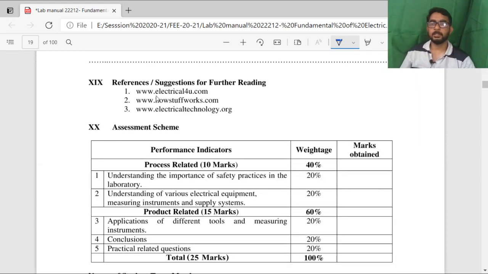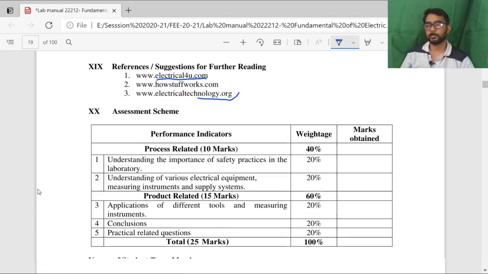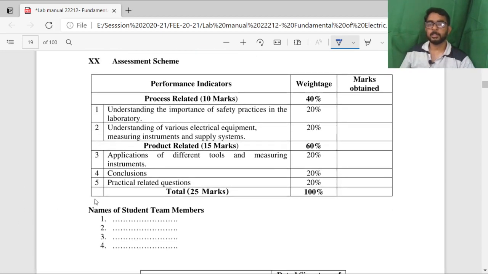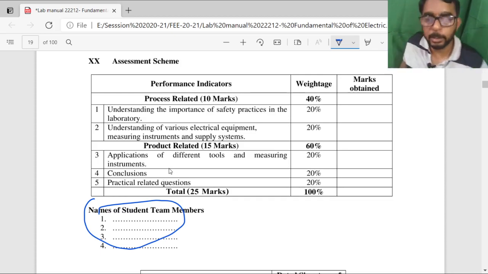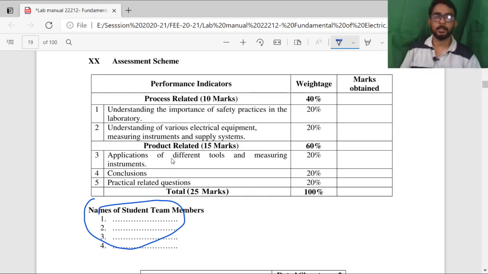Look at this, these are the websites through which a student can also get some details, that is Electrical4U and Electrical Technology dot org. The student can write the names of team members here. These are the process related marks and product related marks. Process related, understanding the importance of safety and understanding the various electrical equipment, is 40%, and 60% weightage is given for conclusion, practical related questions, and the applications of the different tools.